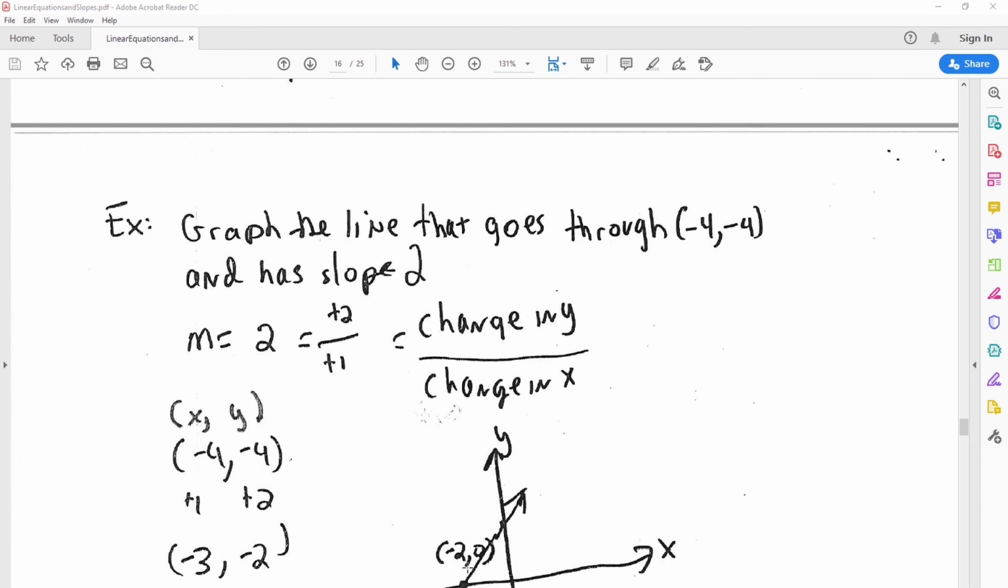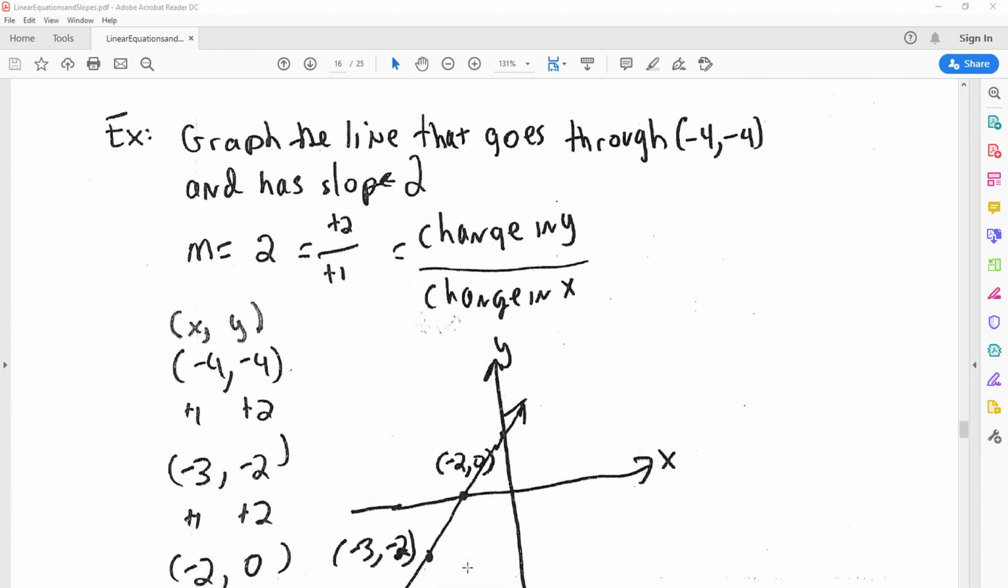So in this particular case here, they say graph the line that goes through a point negative 4, and has a slope of 2. So we know what the slope is, and we know a point on the line. And we know that the slope is 2, so my change in y in this case is going to be increasing by 2, and my change in x is going to be increasing by 1. So I can repeat this.